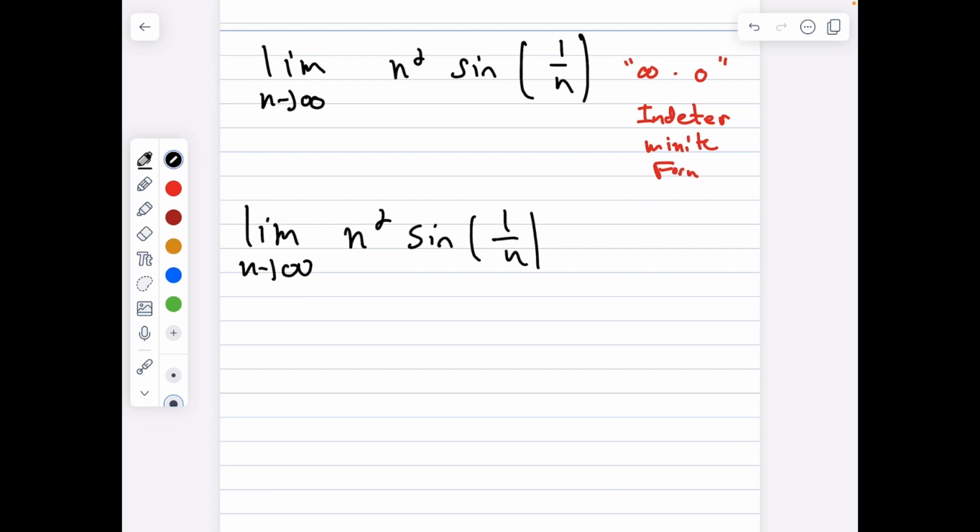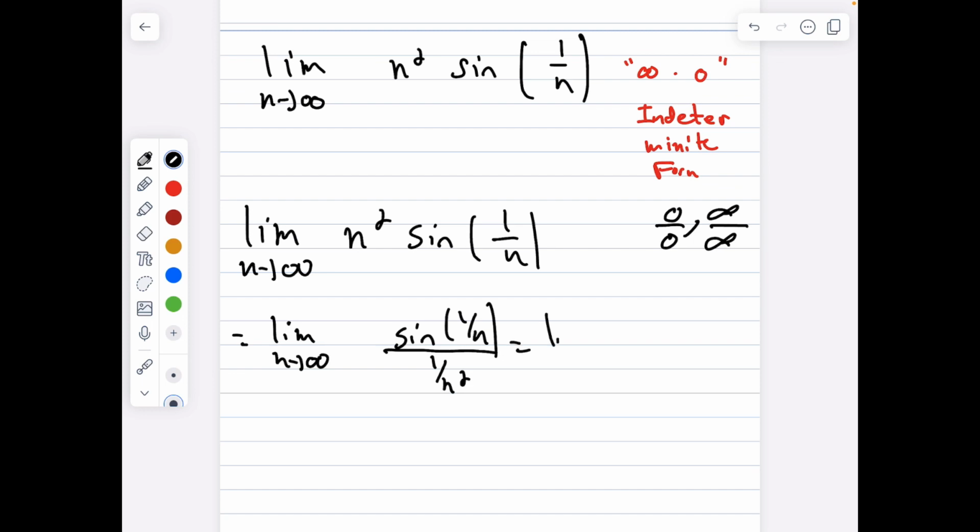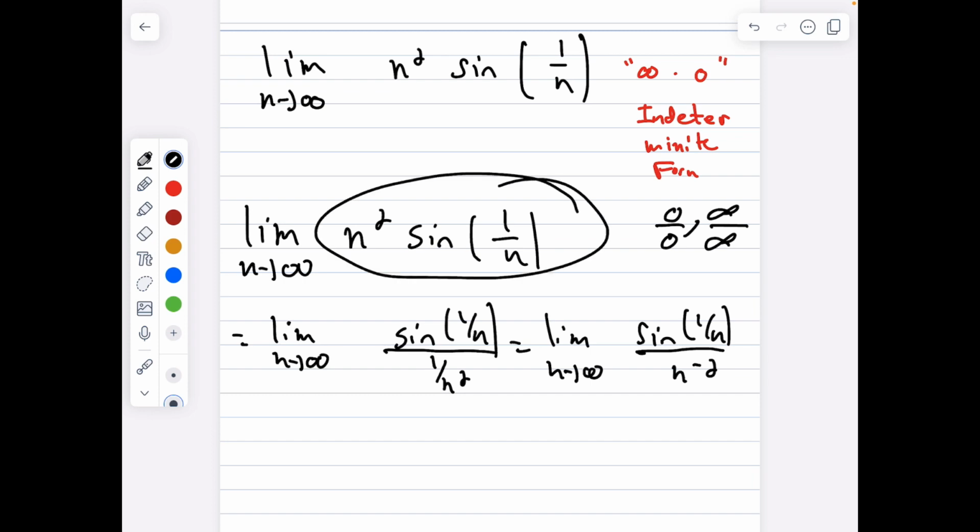L'Hopital's rule, if you recall, only works when you have 0 over 0 or infinity over infinity as your form when you're taking the limit. So we don't have that. However, we can take care of that right now. I'm going to rewrite that sequence, n squared sine of 1 over n, as sine of 1 over n divided by 1 over n squared, or the limit as n goes to infinity of sine of 1 over n divided by n to the minus 2. These are equivalent to each other, and they're both equal to n squared sine of 1 over n.